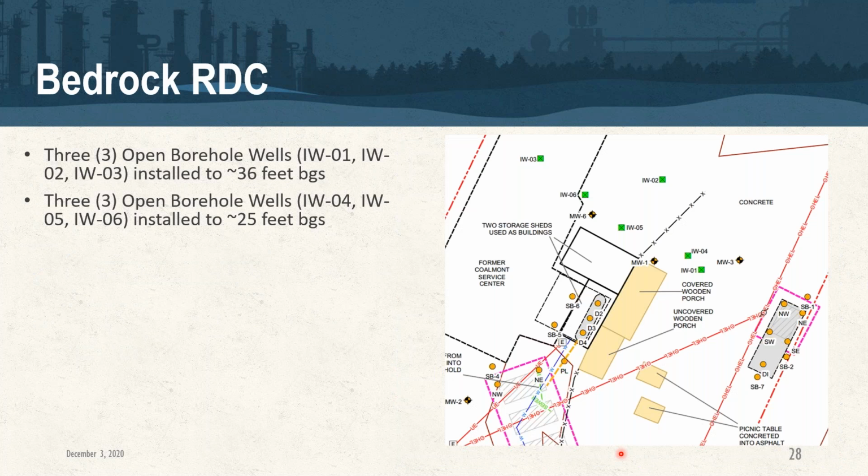So, as we talked about, coming in to fill the data gap to try and get a better picture for the facility. Bedrock RDC consists of 3 Bedrock open borehole wells, 1, 2, and 3, installed to 36 feet below grade, and 3 additional wells, 4, 5, and 6, installed to an approximate depth of 20 to 25 feet below grade.